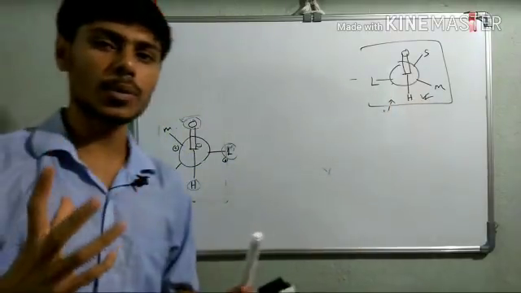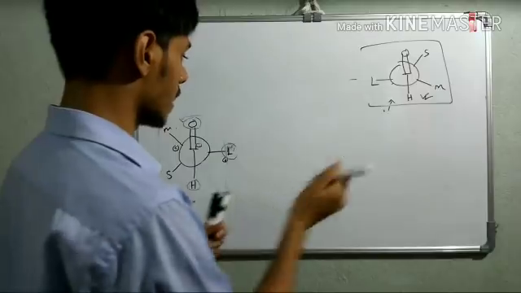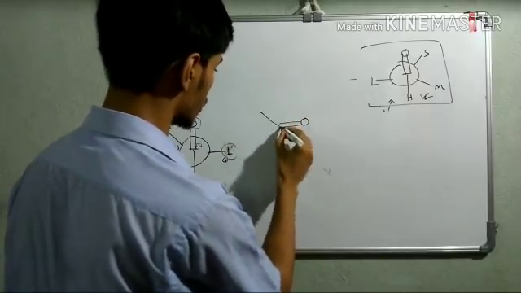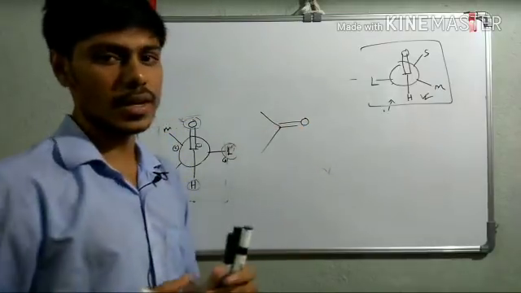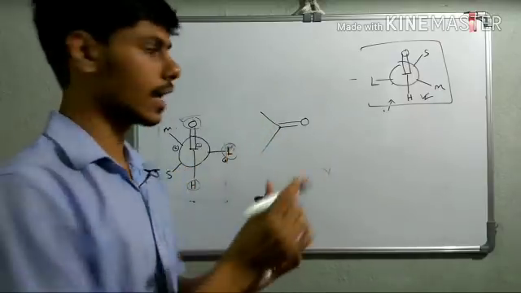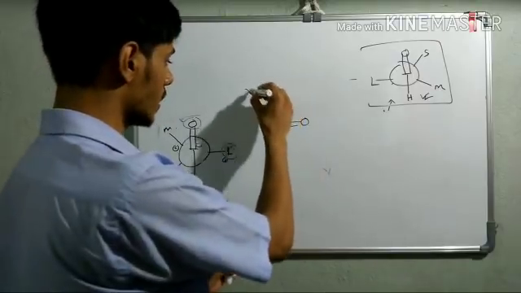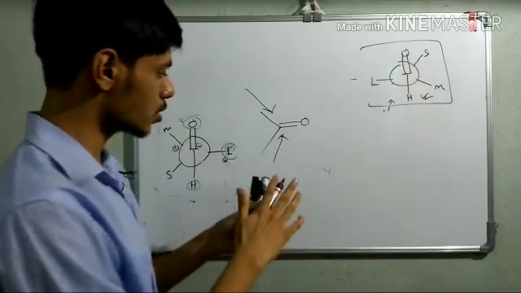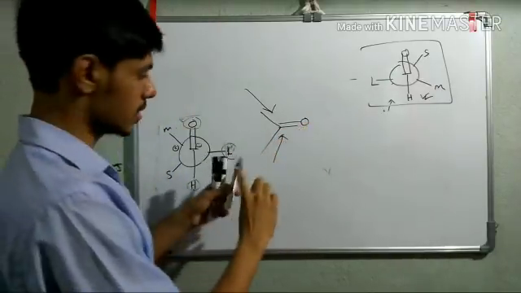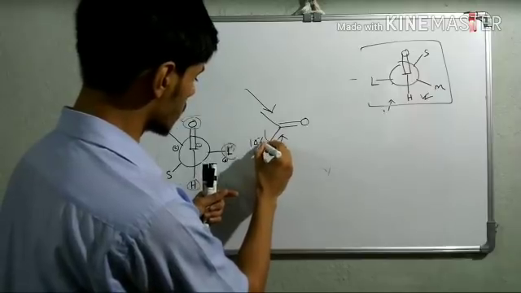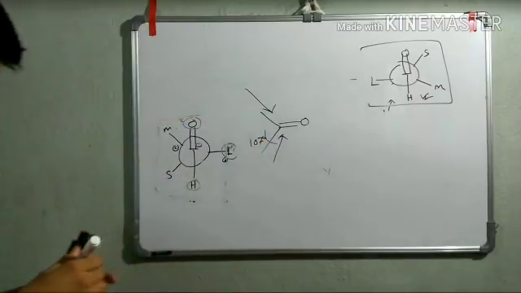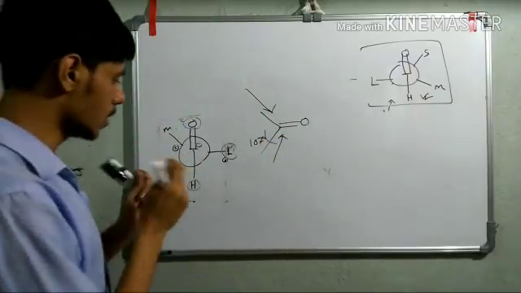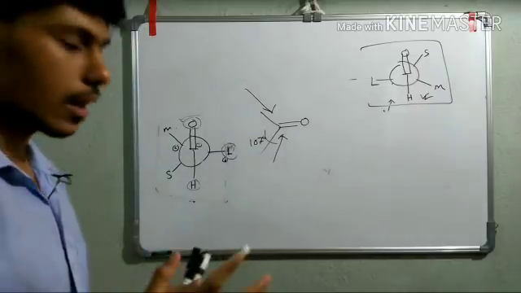For this we have to know the Bürgi-Dunitz angle. Whenever you do a reaction on a carbonyl compound, the nucleophile comes in at a particular angle, and this is called the Bürgi-Dunitz angle. The angle is like this. Attack from both faces is possible, but it has to come like this. This is a specific angle, 107 degrees. So in this case we can see what the possible attacks are.